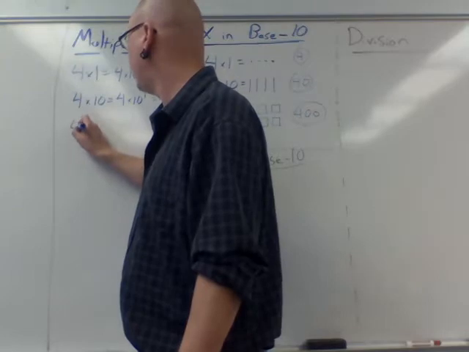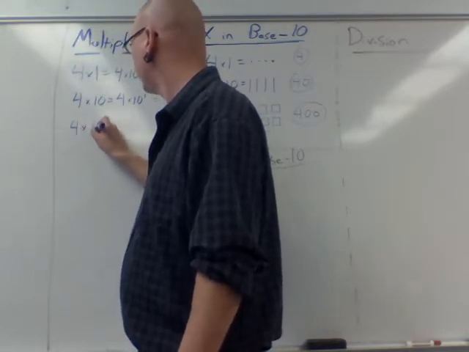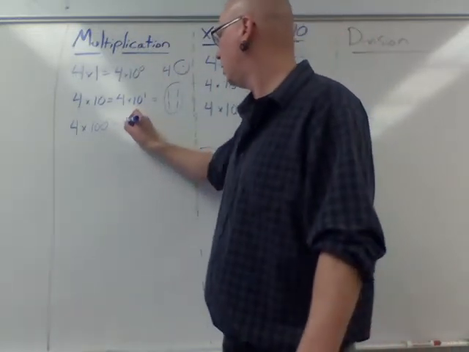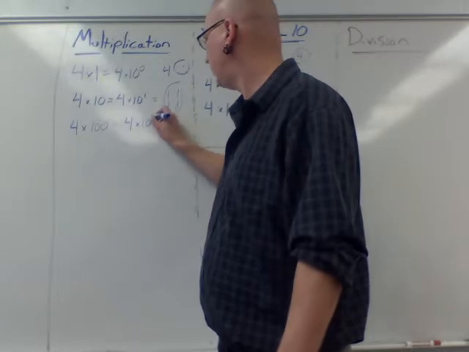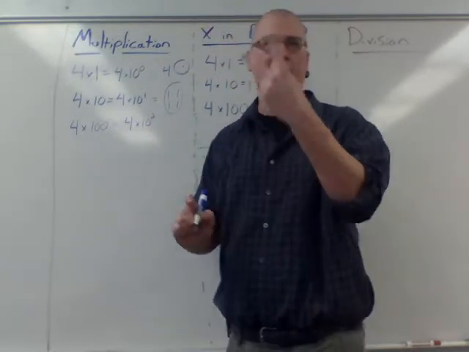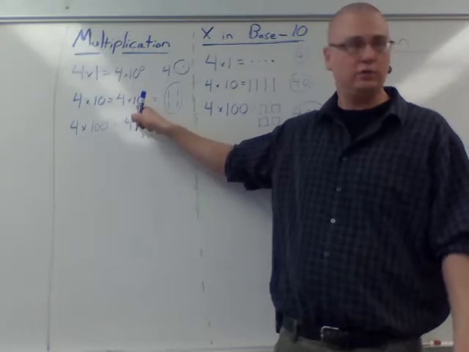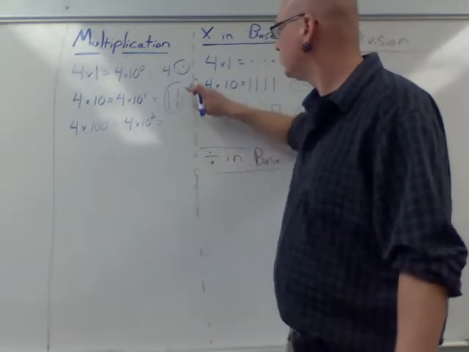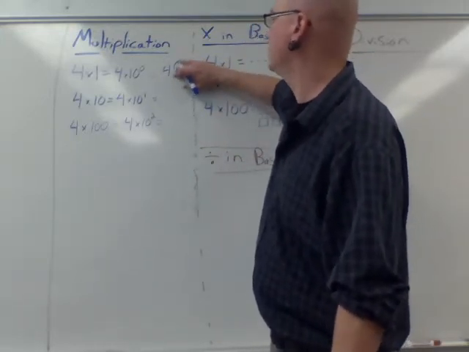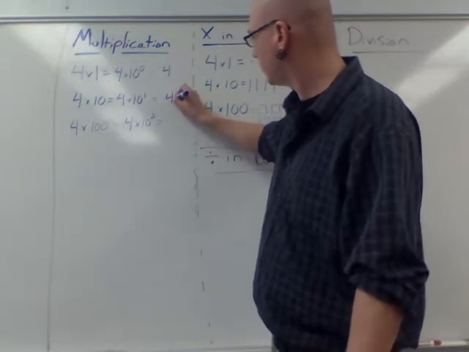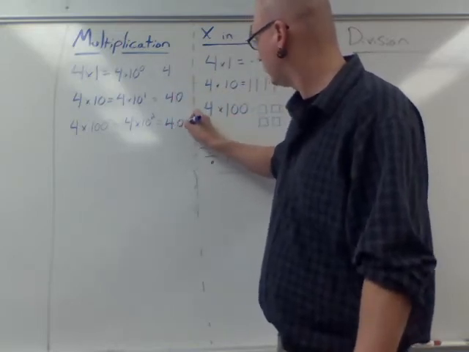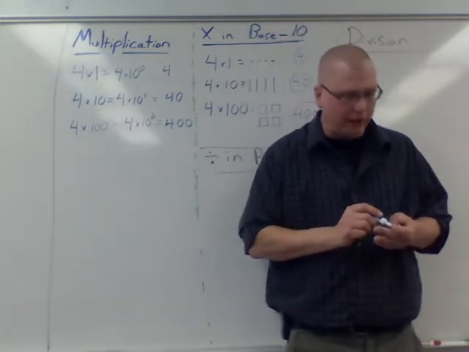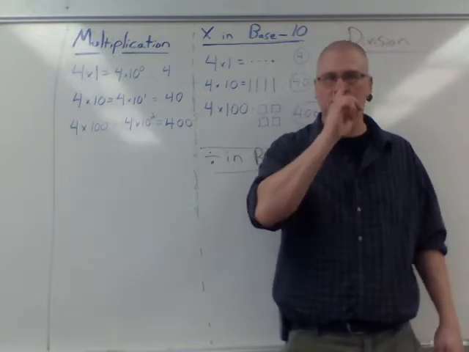And if we step it up one more time, 4 times 100, or 4 times 10 to the second power, 10 times 10, or 10 times 10. Let's put my digits back in here so I can show you a trick. 4, 40, 400.